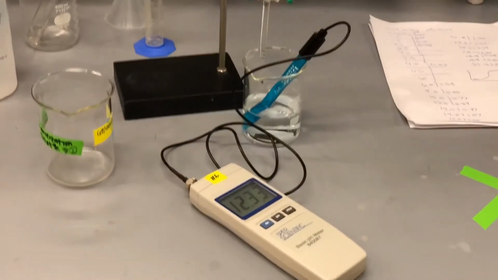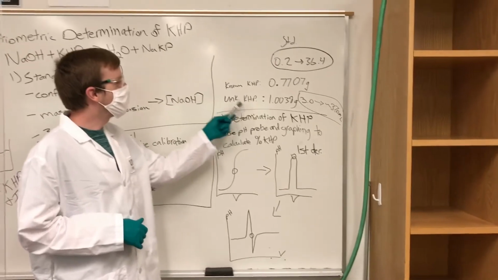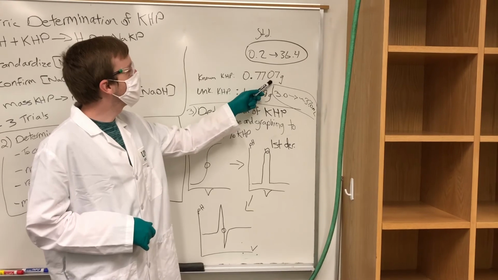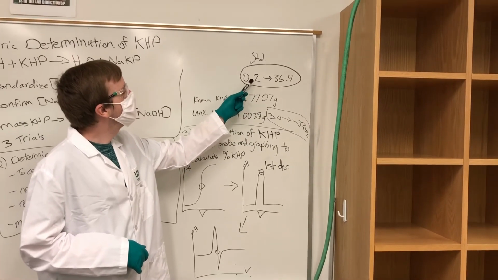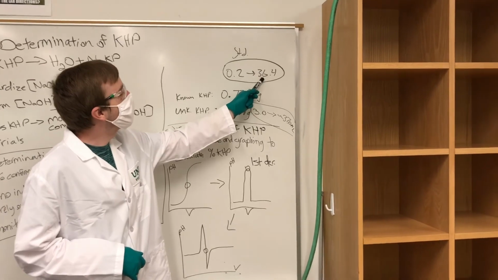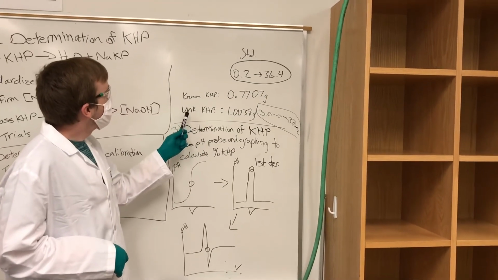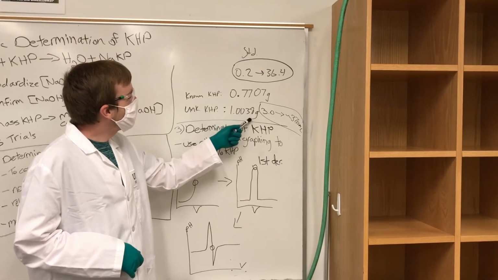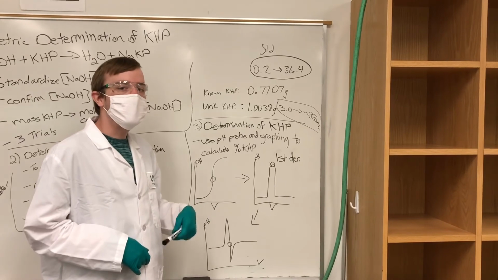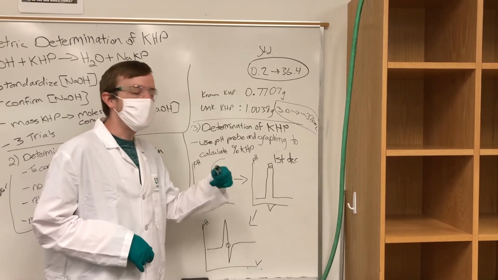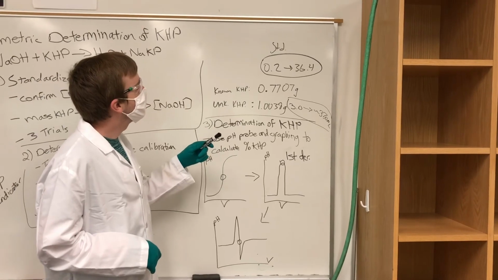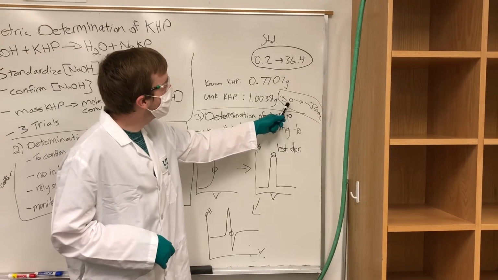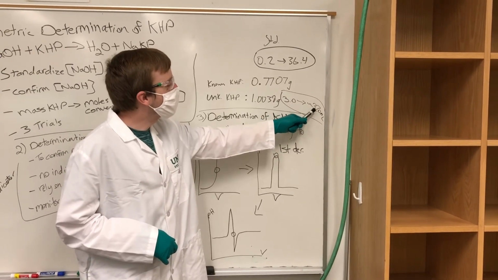To finish up, we are going to share our values with y'all. With our known pure KHP, we started with 0.7707 grams, and when we started at 0.2 milliliters, we ended at 36.4. And then when we did our unknown KHP with our pH probe, we used 1.0039 grams. So we potentially have to use more solution because we have more KHP in there, depending on the unknown. We started at 3.0 milliliters, and we ended around our equivalence point at about 37.0 milliliters.